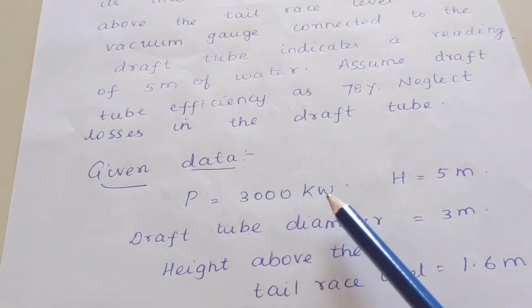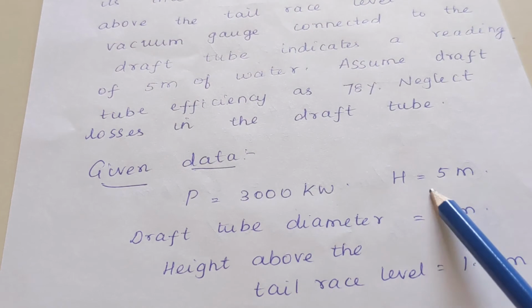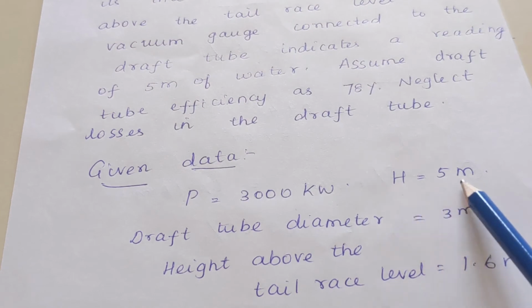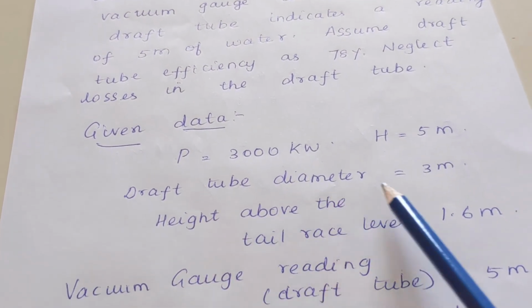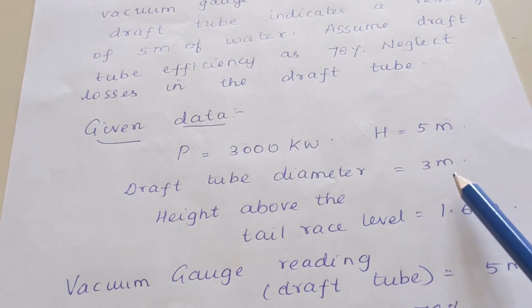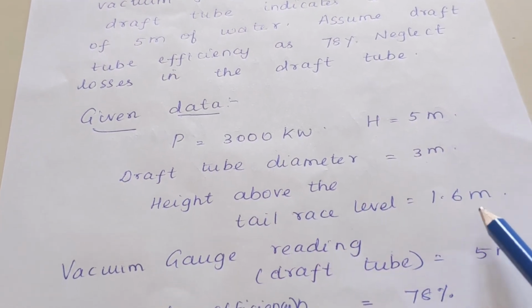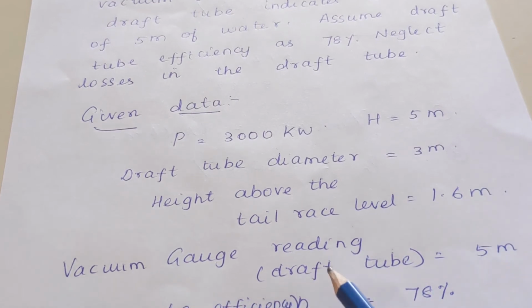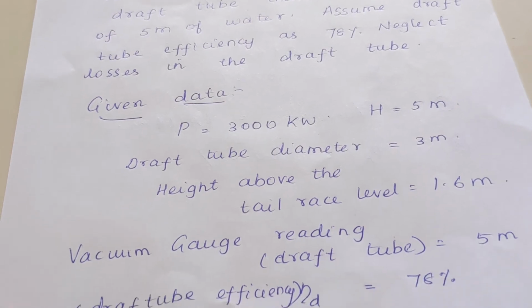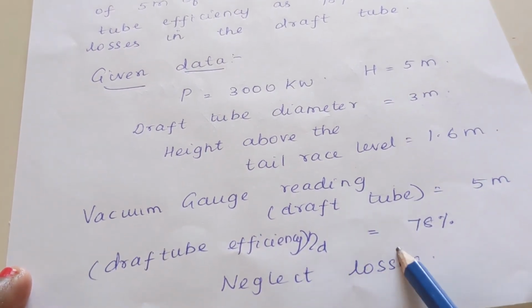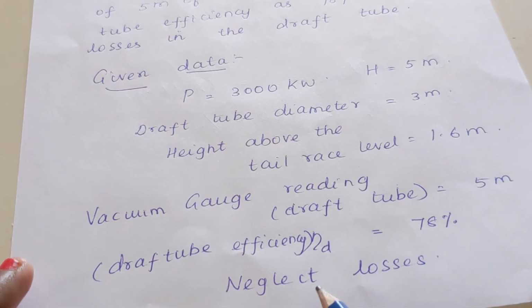Power is given as 3000 kilowatt under a head of 5 meter, so H is equal to 5 meter. Draft tube diameter is 3 meter and the height above the tail race level is 1.6 meter. The vacuum gauge reading in the draft tube is 5 meter, and the draft tube efficiency eta d is equal to 78%. They ask us to neglect all the losses.